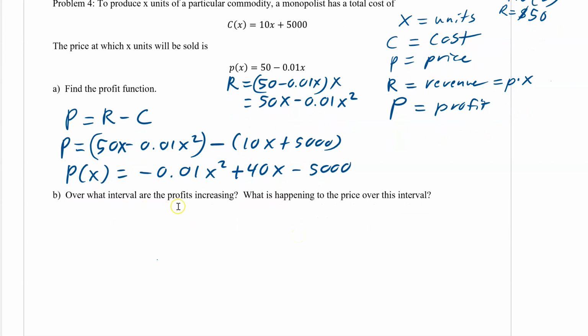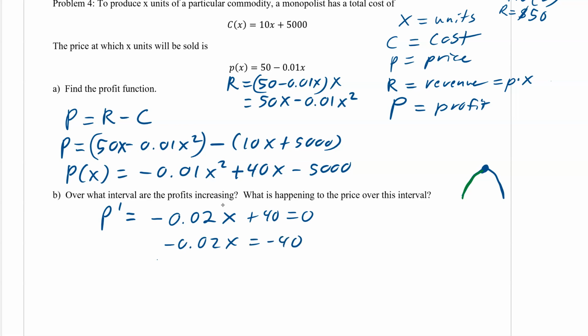So now it says, over what interval are the profits increasing? And so we find our critical numbers. So remember, this is our parabola here. We're dealing with a downward sloping parabola. So if we find our critical number, it tells us our interval of increase. So P prime equals negative 0.02x plus 40 equals 0. And so if we solve this, plugging that in our calculator, we would get 2,000. And X is the number of units, so it would be 2,000 units.